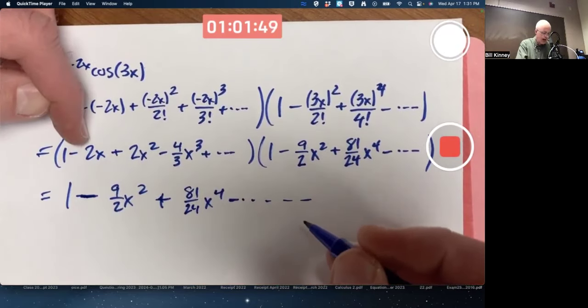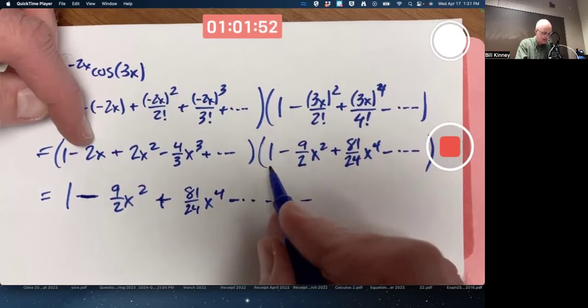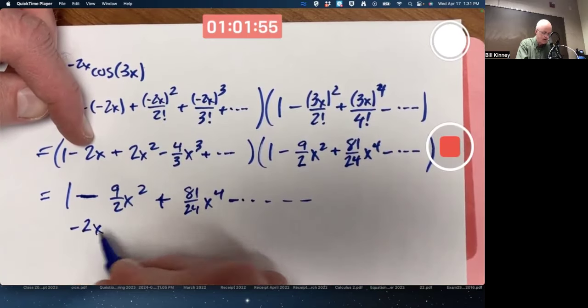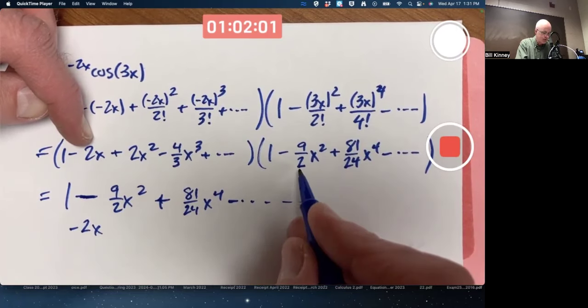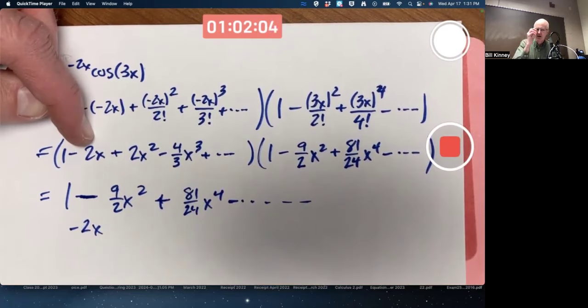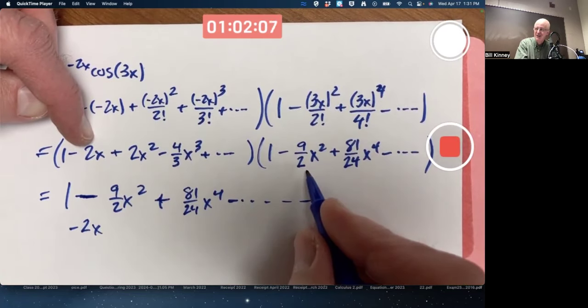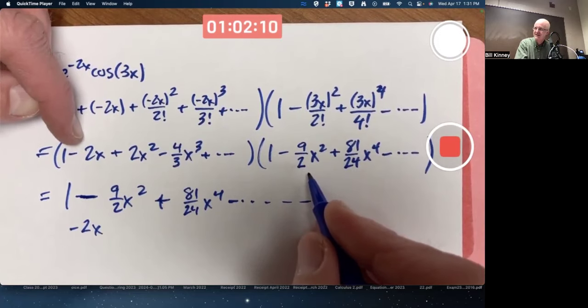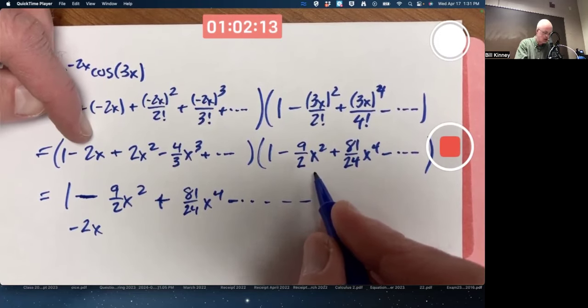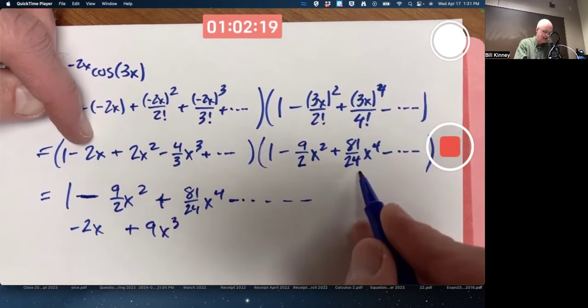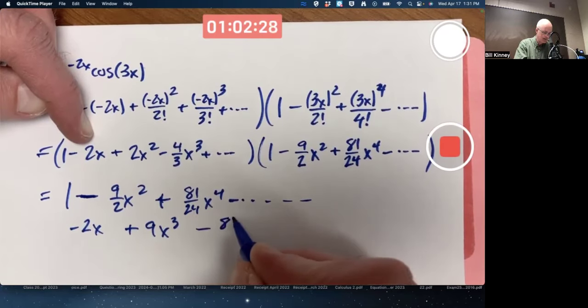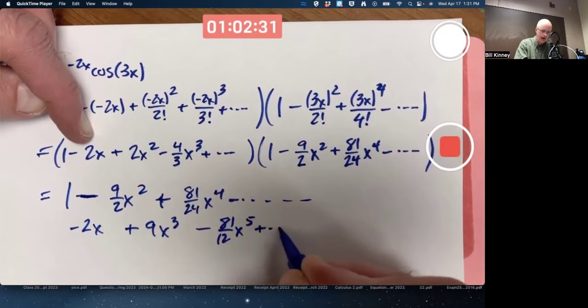Okay, next line, negative 2x times everything. Negative 2x times 1 is negative 2x. Put it in here, between the 0th power and squared term. Negative 2x times negative 9 halves x squared. That'll be positive 9x cubed, right? The negative 2's effectively cancel. Positive 9x cubed, put it right in here. Then negative 2x times that is going to be negative 81 over 12, x to the 5th. Put it right around here. Okay, don't do any more.